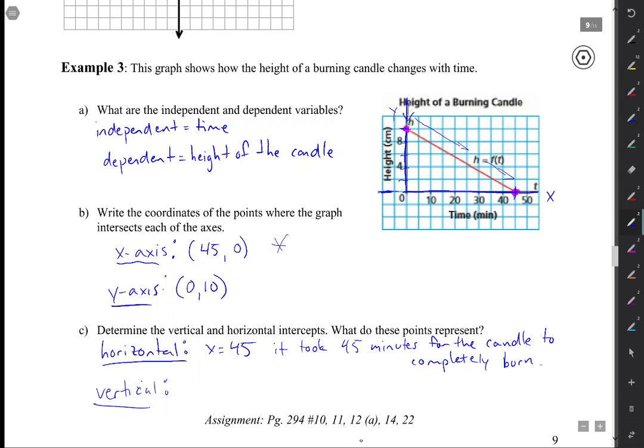And now let's look at the vertical axis. So where that intersects is at y is equal to 10. So at that point, no time has passed, and the candle has a height of 10 centimeters. So what this is representing is the candle was initially 10 centimeters tall. And that's all you have to answer for these ones.